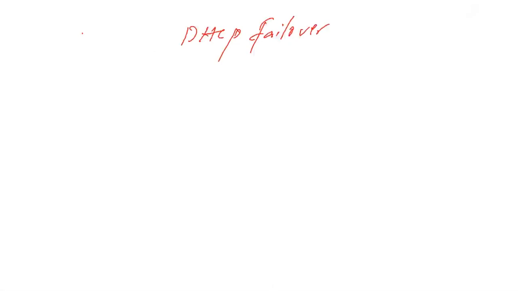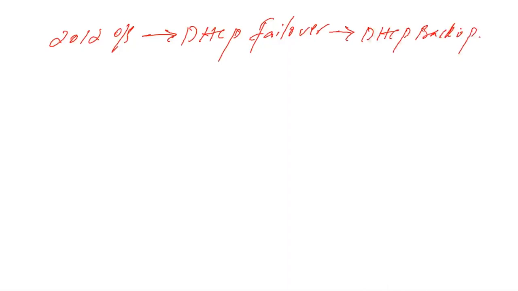So this DHCP failover is a new service in the 2012 server operating system, and this service is not available in previous server operating systems. But what is the use of this DHCP failover? By using this DHCP failover service, I can make one backup DHCP server. So if you want to make one backup DHCP server, we require the DHCP failover service.